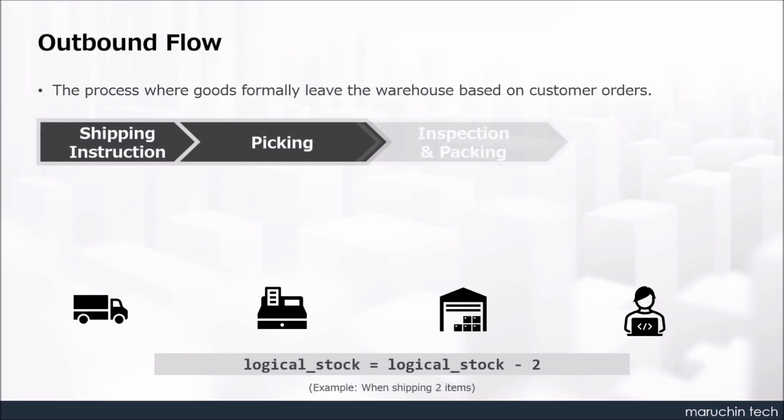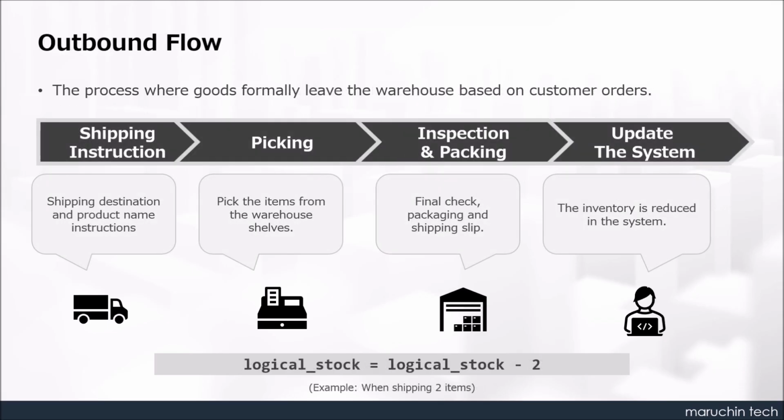Next is outbound. Outbound refers to the process where goods formally leave the warehouse based on customer orders. Based on the order details, we perform picking from the warehouse shelves according to instructions such as the shipping destination, item name, and delivery date. We then inspect and pack the products and create a shipping label. When outbound is performed, we decrease the inventory by that amount.